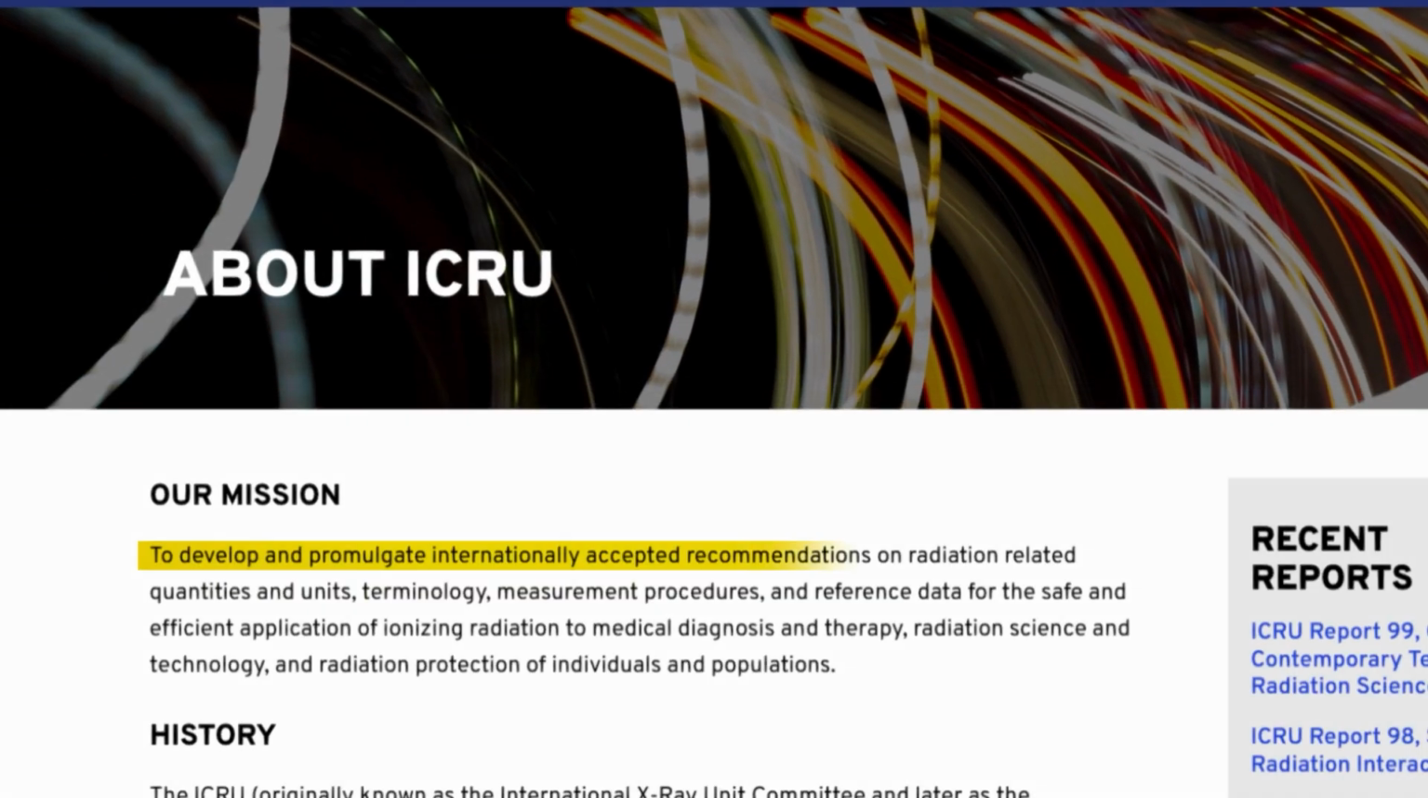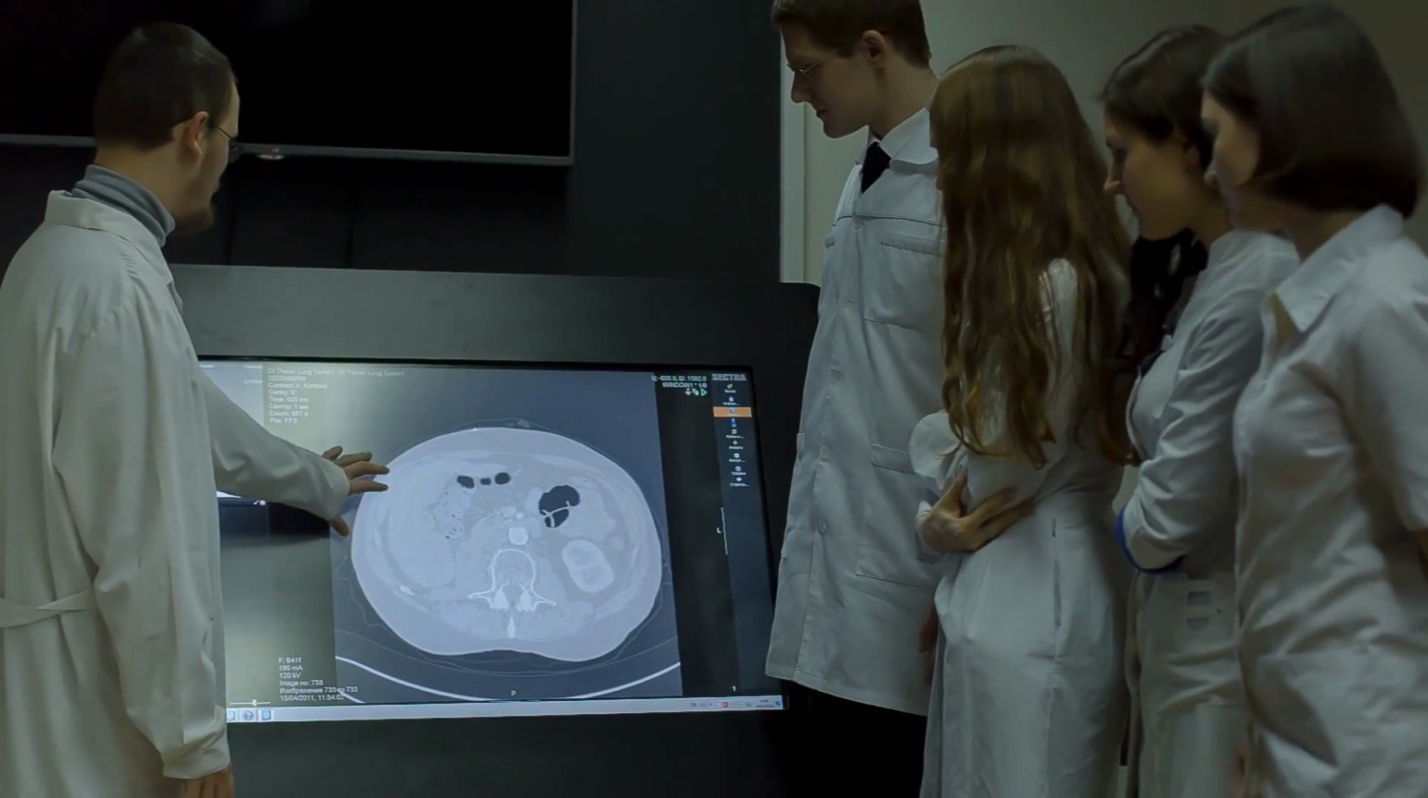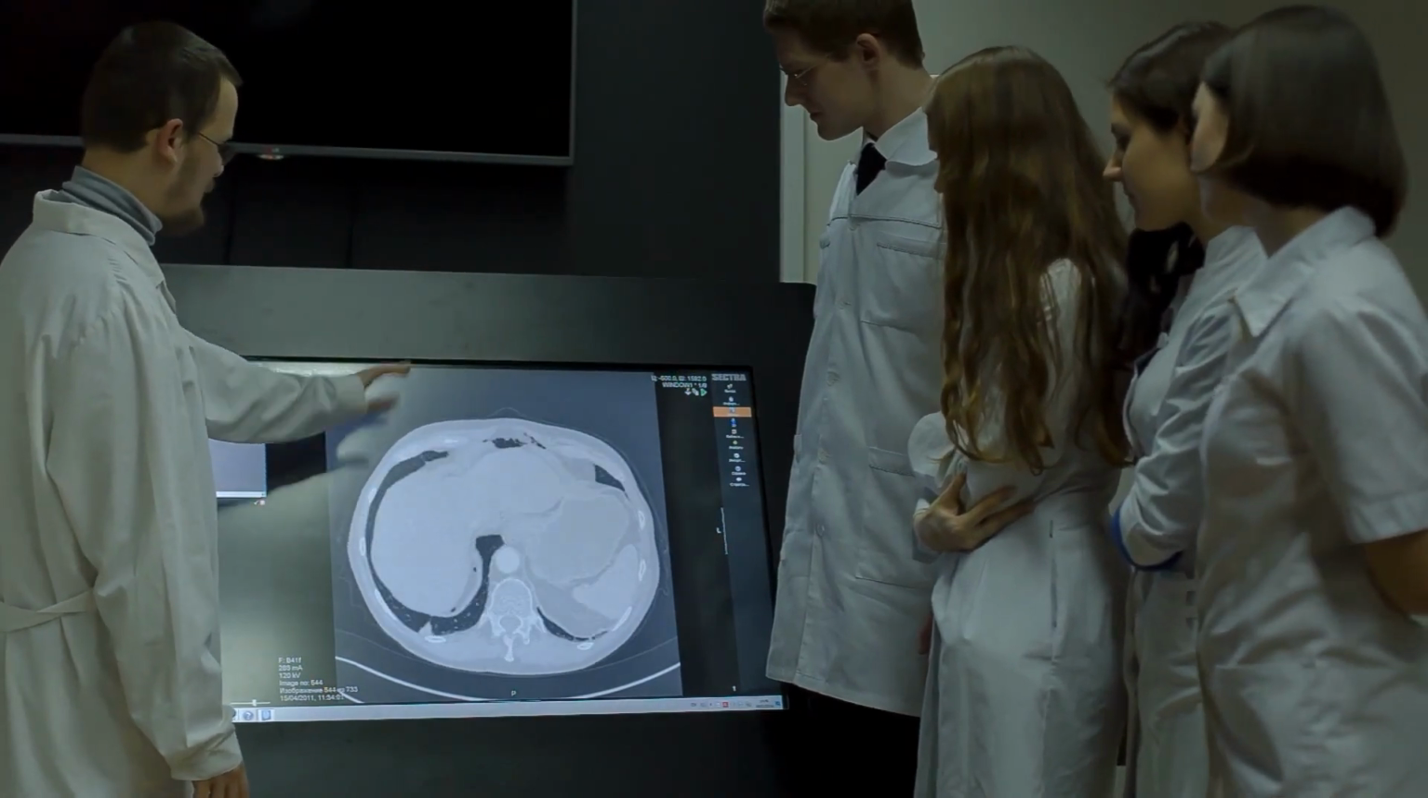The ICRU developed internationally accepted terminology for the safe and efficient application of ionizing radiation. I'm Adiha, a clinical oncology doctor, and here I'll go through the ICRU definitions. These volumes are defined and contoured on a 3D radiotherapy planning scan.